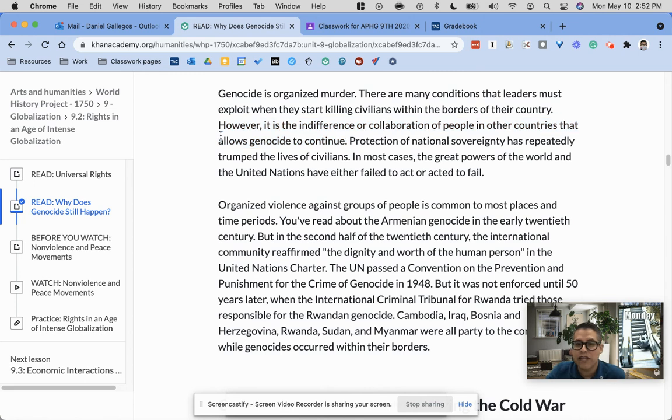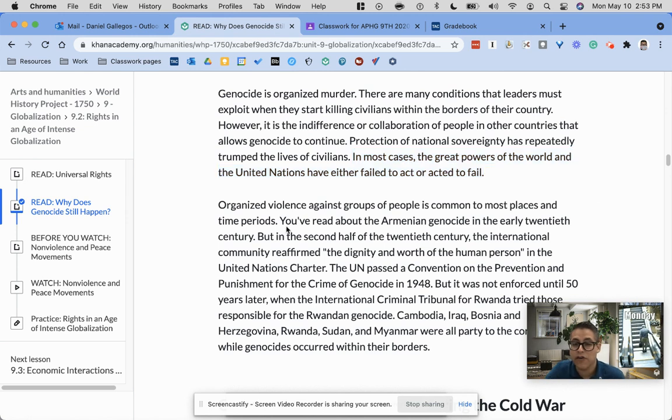Protection of national sovereignty has repeatedly trumped the lives of civilians. In most cases, the great powers of the world and the United Nations have either failed to act or acted to fail. I love this. The authors are suggesting to you that in the next few paragraphs, you're going to be reading about cases in which the US, in order to protect the sovereignty of a nation, in order to not invade a nation, allowed those nations by consequence to kill people in the minority. And how that kind of indifference is what led to those cases of genocide to happen.